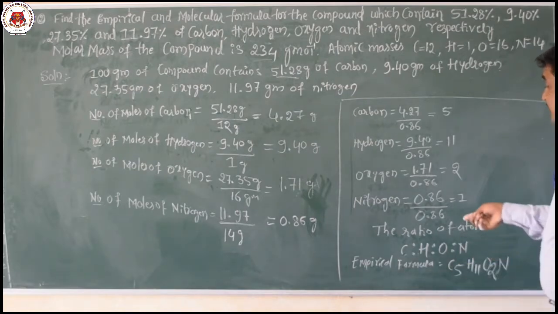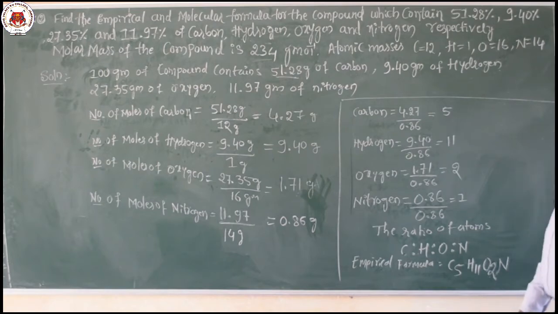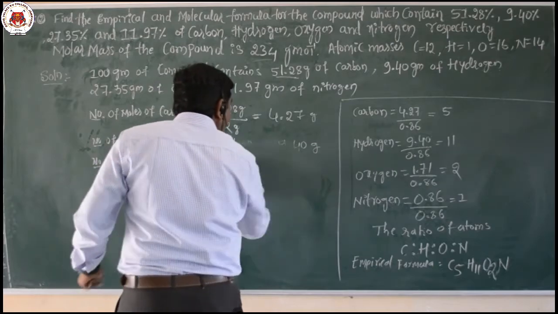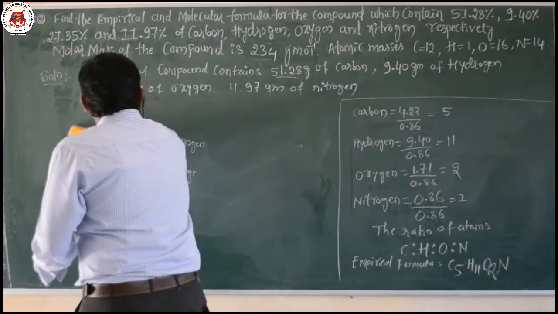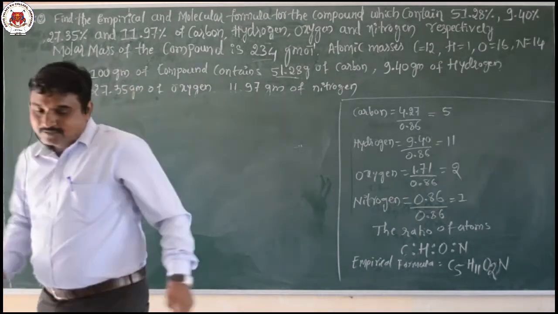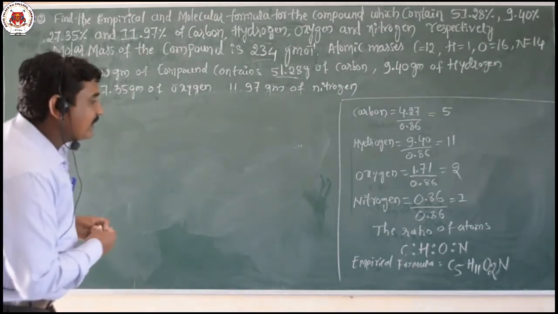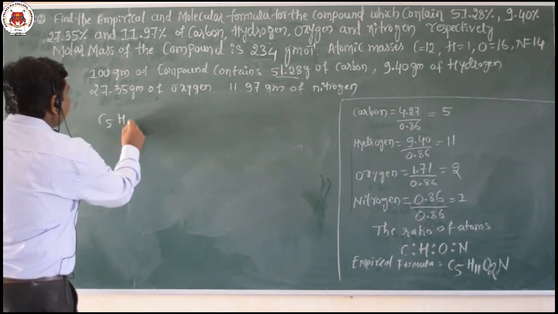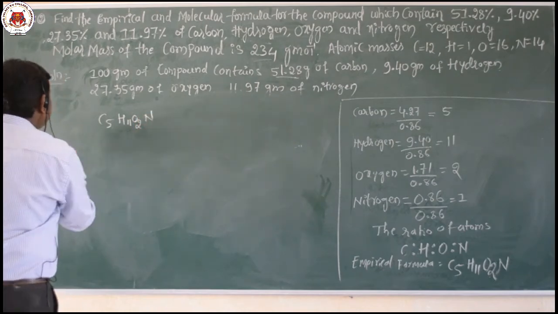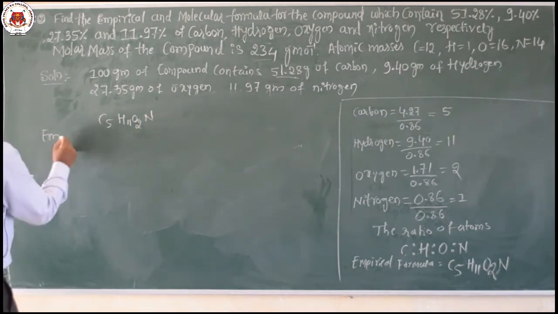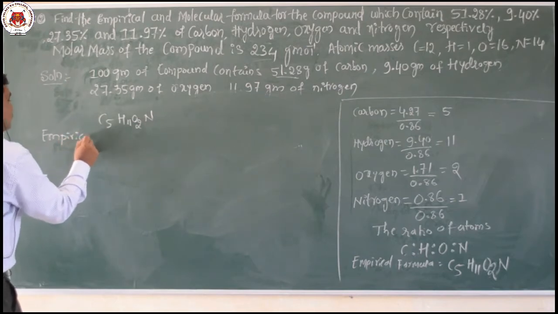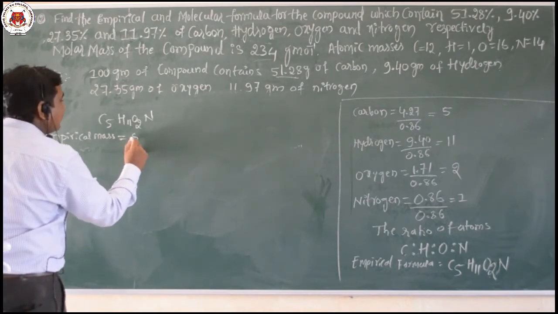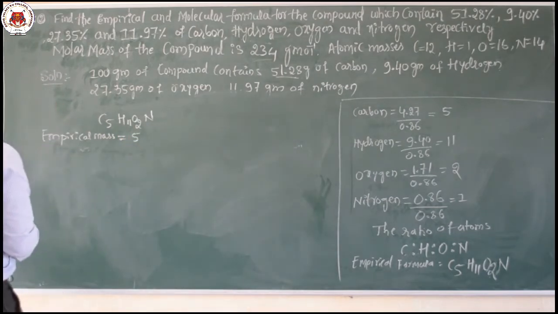Okay. After writing this empirical formula, you have to calculate the empirical mass. You know the empirical formula, already found: C5 H11 O2 N. So you have to calculate the empirical mass using this empirical formula. Empirical mass equals, to find its mass, the number of carbon atoms is 5.